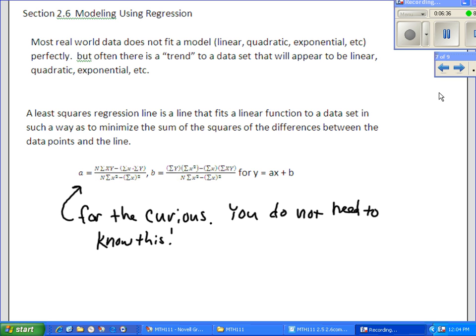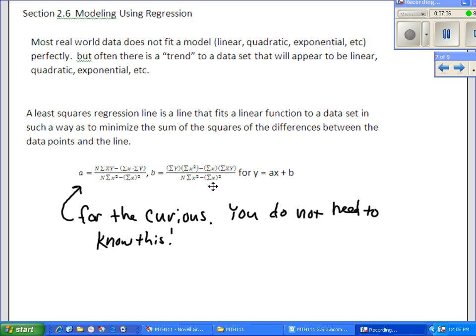Okay, modeling using regression. In your textbook, it lays out the steps of how to do this on your calculator. So just a couple comments. With real world data, there's usually not a perfect linear fit to a model, but there's usually a trend which appears to be linear, quadratic, exponential, etc. The least squares regression line your calculator will find for you, which is nice because this is actually the formula for finding the values of a and b that your calculator does for you.